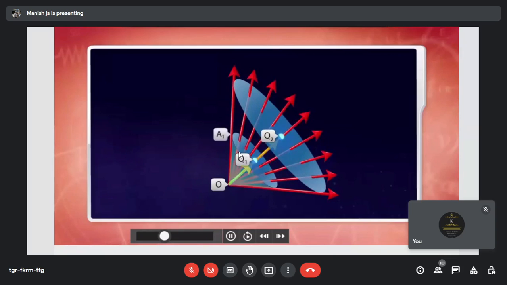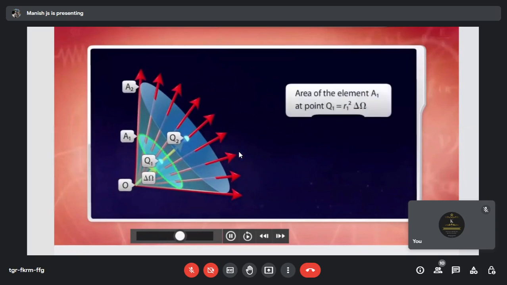A1 subtends a solid angle delta omega at point O. Similarly, we take another area element A2 at point Q2, subtending the same solid angle delta omega at point O. Note that the number of field lines, say n, remains identical within the solid angle cone. The area of element A1 is given by the following equation. Similarly, the area of element A2 is given by this equation.